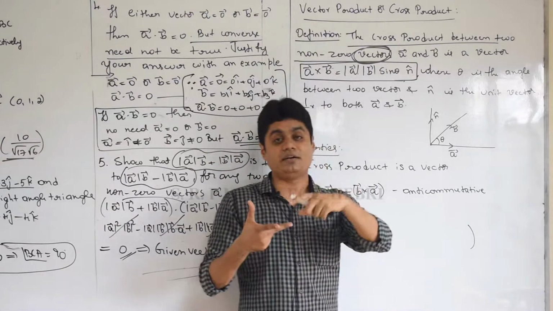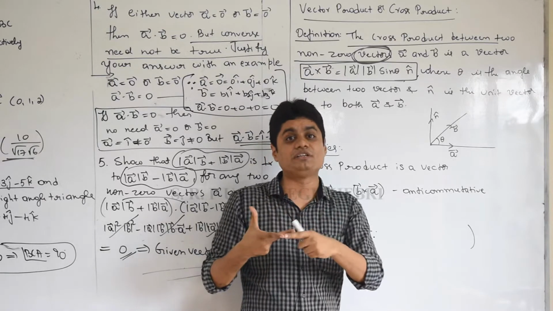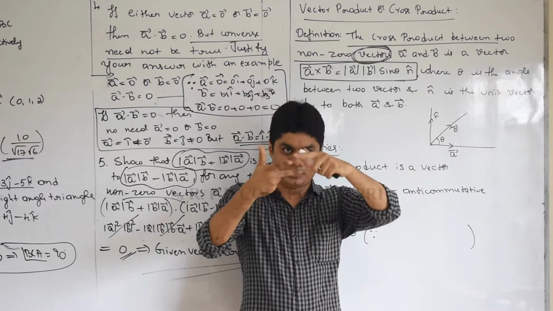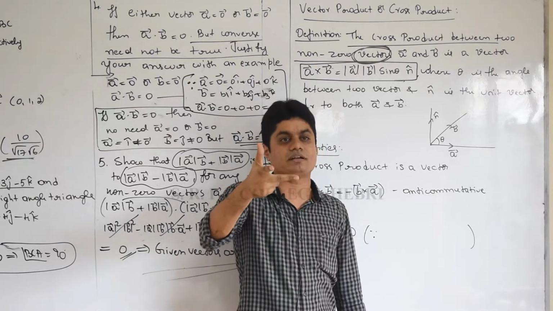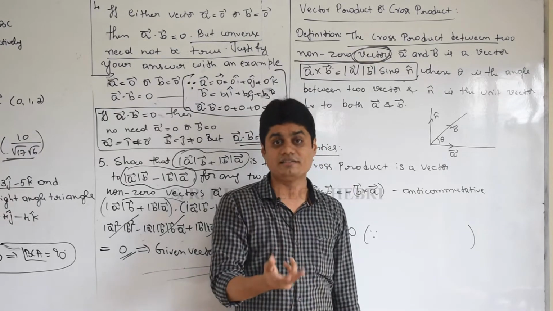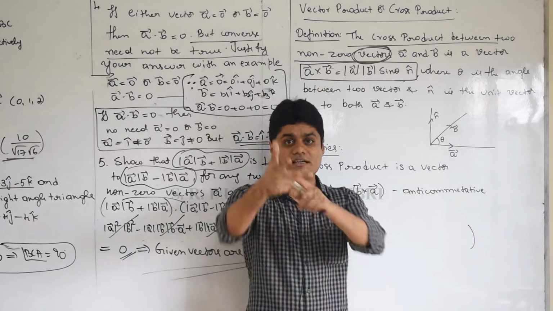And one more thing, n cap will be the direction of the resultant of the vector A cross B. A cross B is always along n cap. This is called the right hand system. Maybe in physics you learned the left hand system, in the current chapter. In the same way, there is a right hand system.